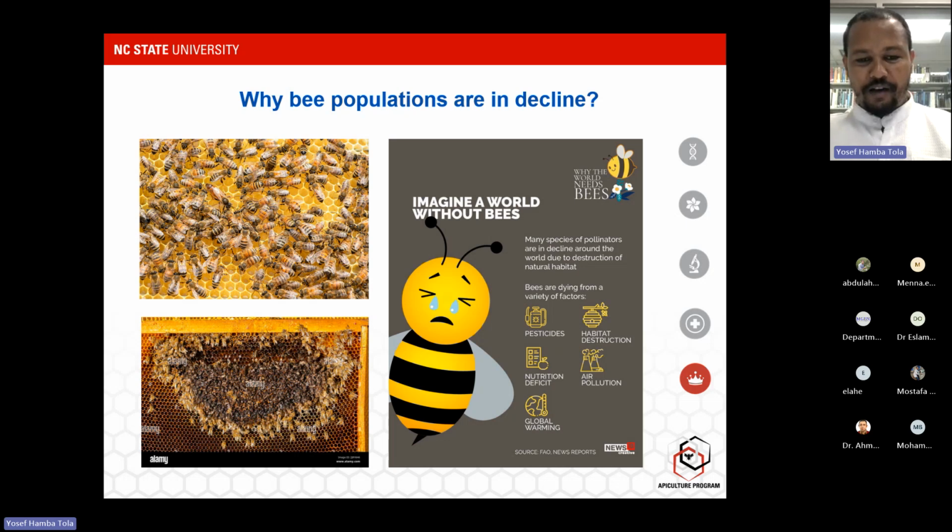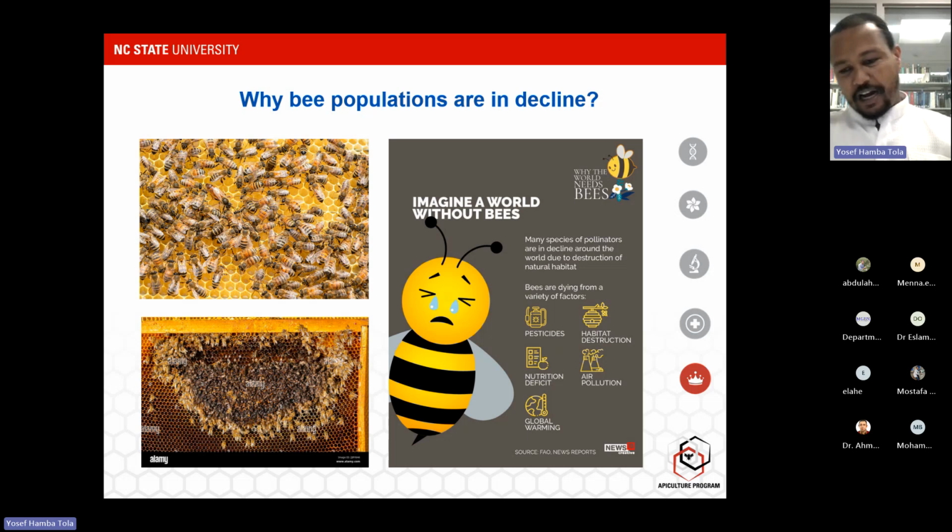The other thing is air pollution. Air pollution can also affect the bees. Bees fly about 5 kilometers to get their food. Now, if their memory or their brain is affected while they are flying, they may not come back to the hive. That means they die outside. The other thing is global warming, which contributes to weather and seasonal changes. If their flower season is changing, it directly affects the bees.